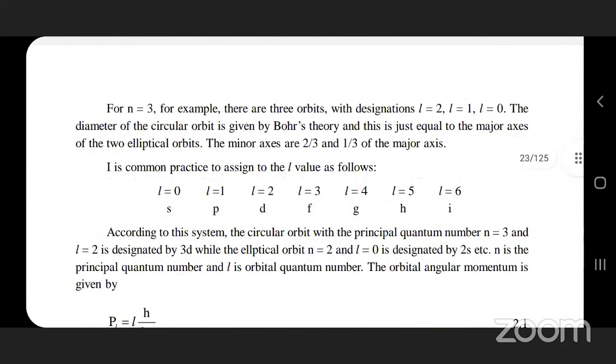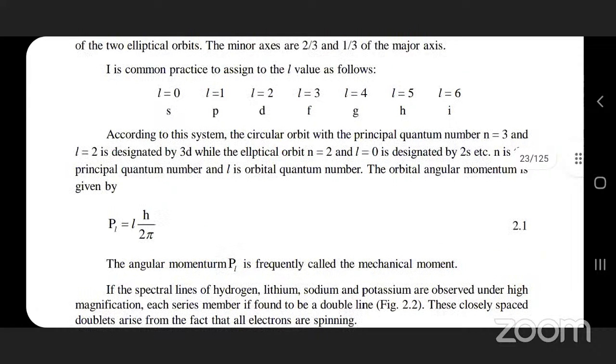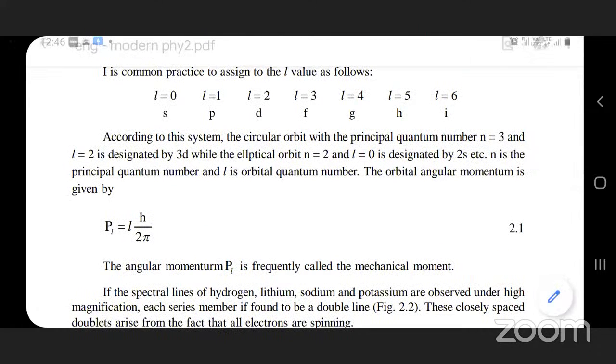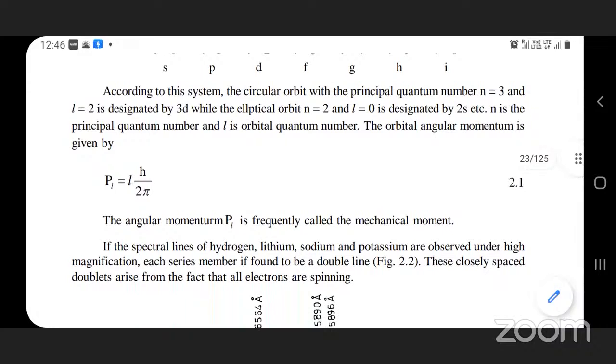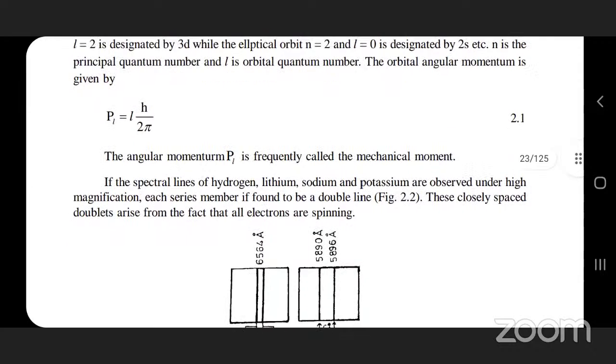So you have to explain with respect to an example here. You need to know that the total angular momentum, which is nothing but the mechanical momentum, PL equals L times h by 2 pi, or L h cross.